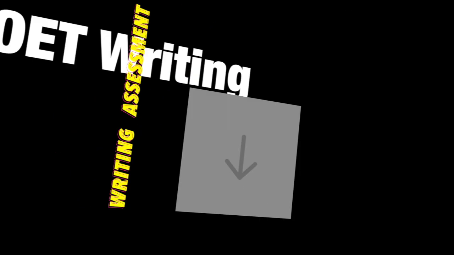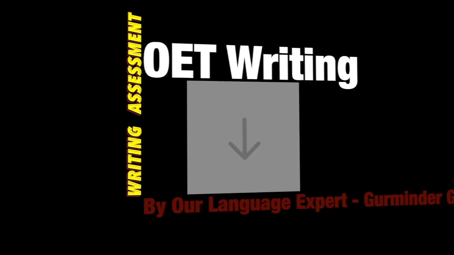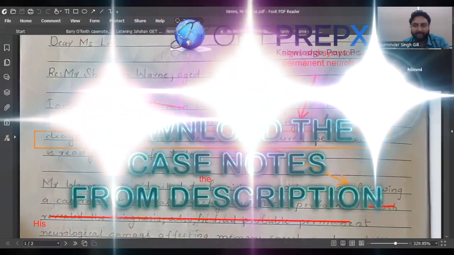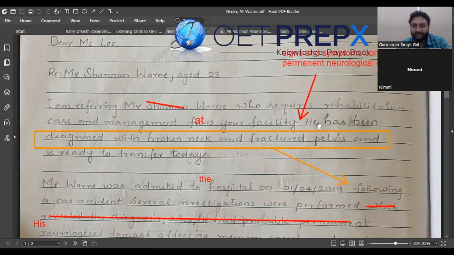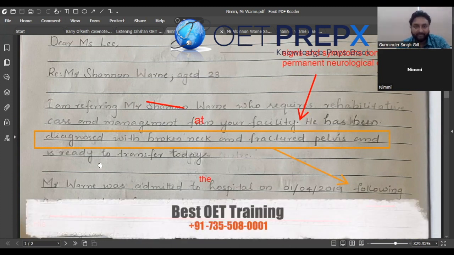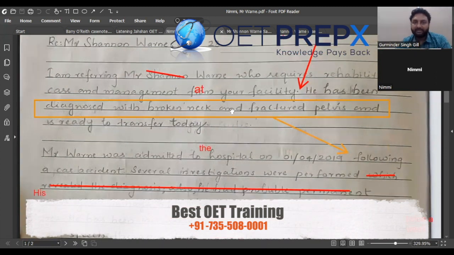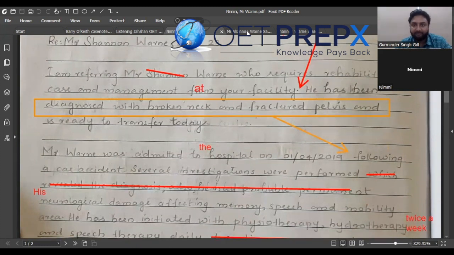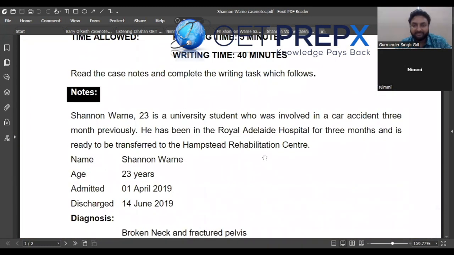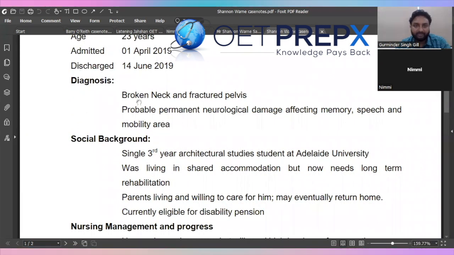Okay. Right? Now, who requires rehabilitative care and management at your facility, right? And then you have mentioned he has been diagnosed with a broken neck and fractured pelvis, and is ready to transfer. Now, this was the diagnosis. He was admitted with these specific symptoms: broken neck and fractured pelvis, as we can see here, right? But what was the probable diagnosis actually?